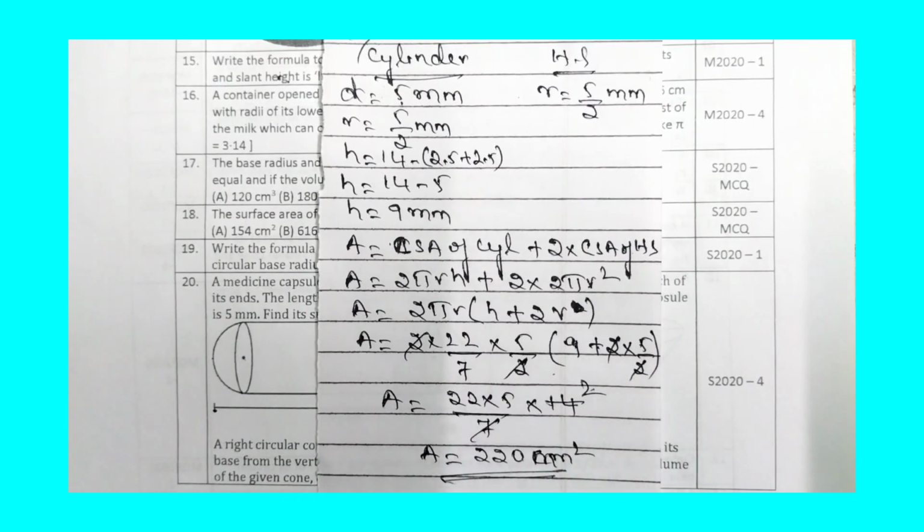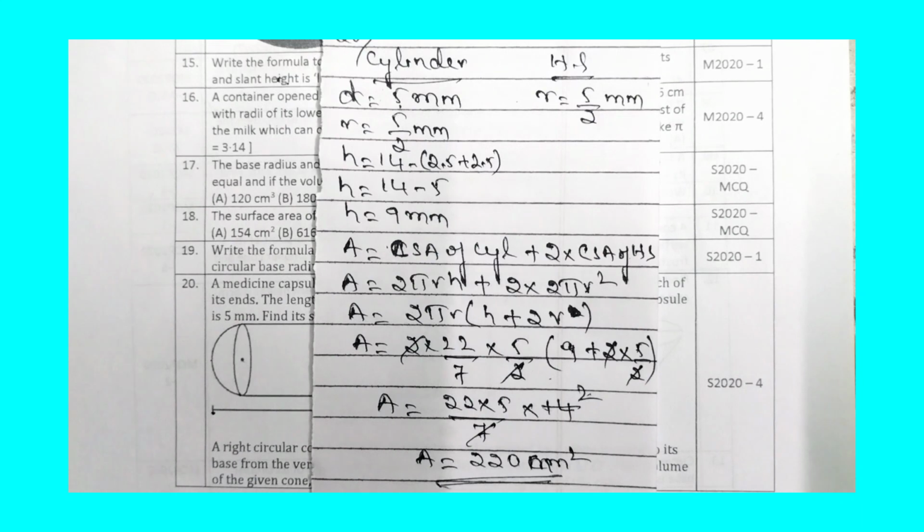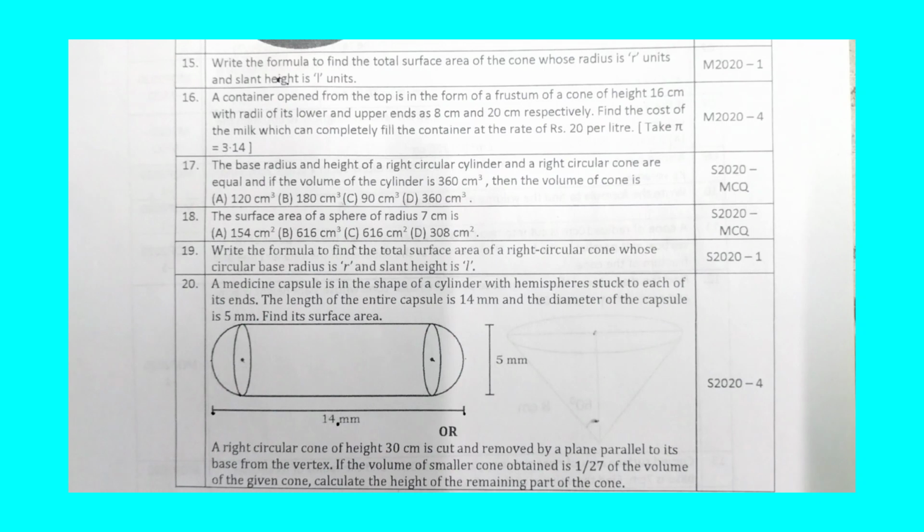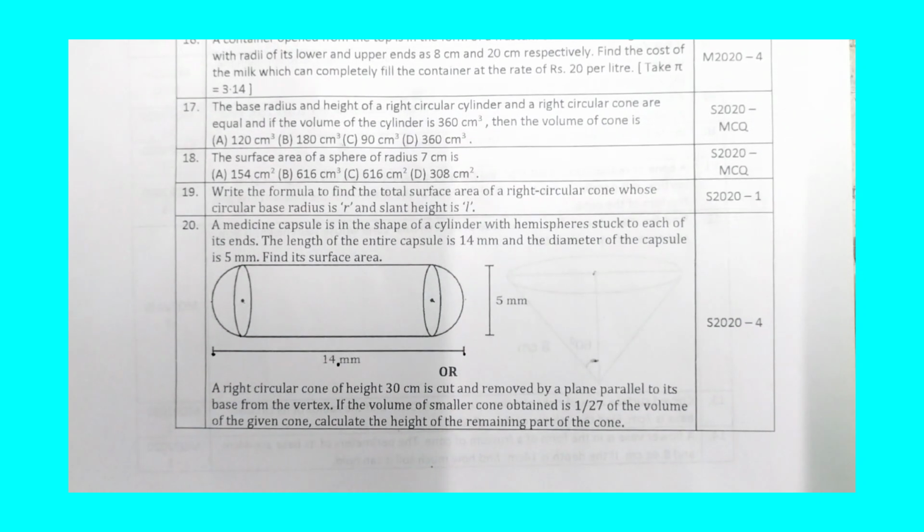So 220 mm square is the surface area of the capsule. So like this we have to find out the surface area of the capsule. Now let us move to the next question. In that, there is only one internal choice question. Now let us answer that internal choice question.